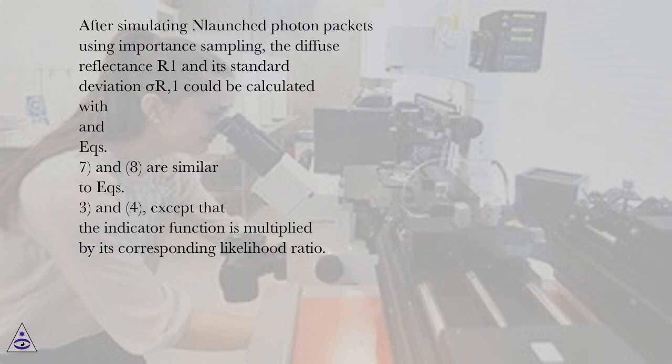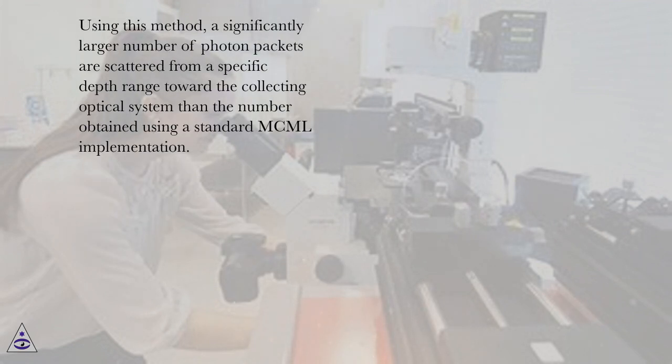After simulating launched photon packets using importance sampling, the diffuse reflectance R1 and its standard deviation sigma R1 could be calculated with EECS 7 and 8, which are similar to EECS 3 and 4, except that the indicator function is multiplied by its corresponding likelihood ratio. Using this method, a significantly larger number of photon packets are scattered from a specific depth range toward the collecting optical system than the number obtained using a standard MCML implementation.